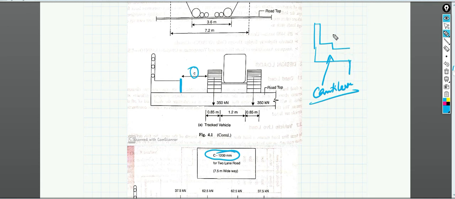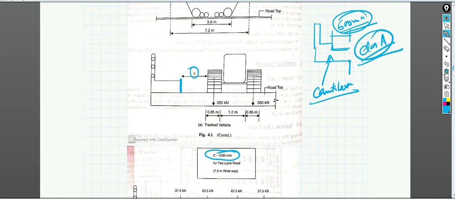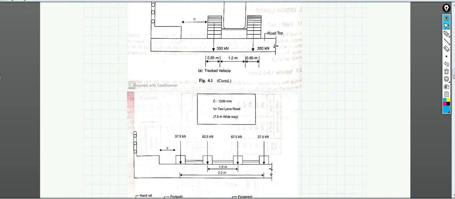So in the cantilever portion we only have a distance of 600 mm available with us. In that case we cannot provide a class AA loading to this particular cantilever, because it is not possible. So the placing of class AA loading for this cantilever is not possible, so we can go for the next higher load, that is class A loading.